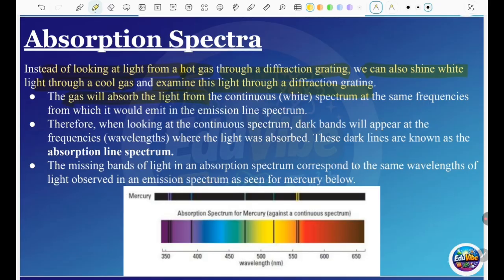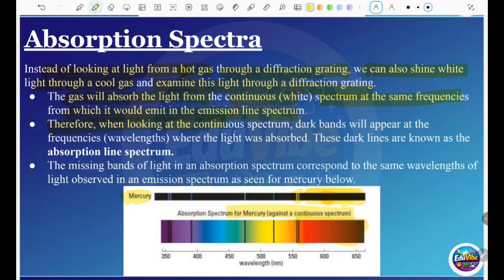The gas will absorb light from the continuous white spectrum at the same frequencies at which it would emit the emission line spectrum. The difference is that the absorption spectrum shows what is not present in the emission spectrum. Like the black part: this mercury is the emission spectrum, and this is the absorption spectrum. The black part is not there in the emission spectrum. The colors represented by the black part here are the ones that appear in the emission spectrum, such as the red and the yellow lines. In the absorption spectrum we see them as black lines, at the same positions but for different gases. So what is not visible in the emission spectrum we can see in the absorption spectrum.